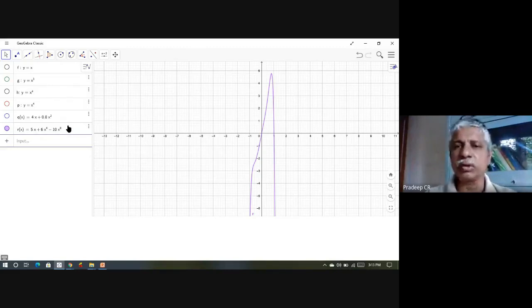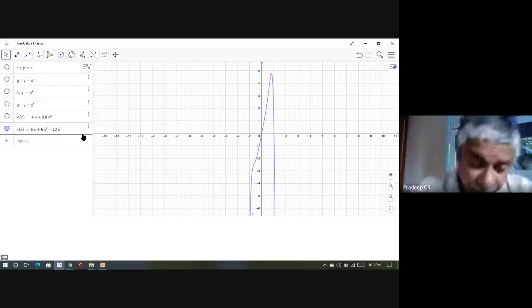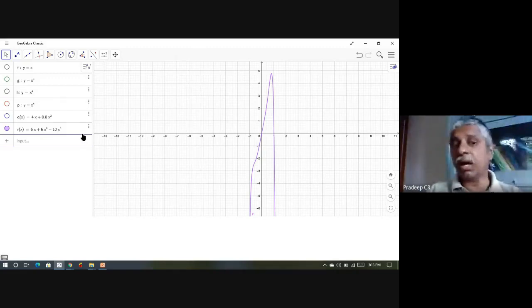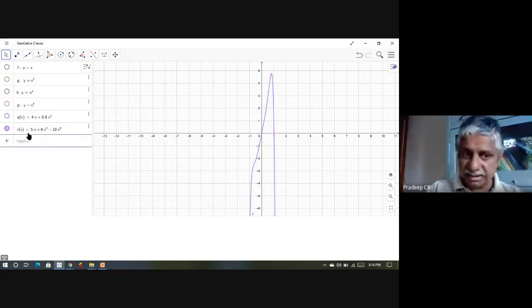For different polynomials, it will look different. That's okay, that's what basically we want to capture. We want to try to see how, when I change this, how the graph will change. That's what one wants to study. This is one set of functions.